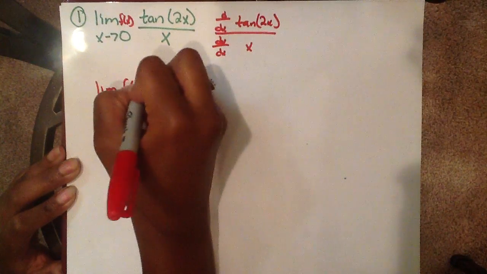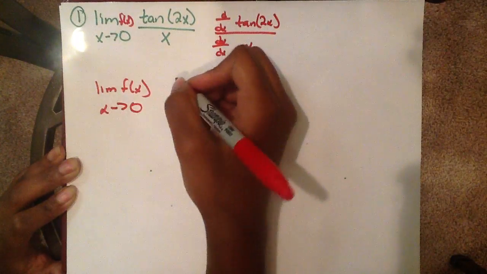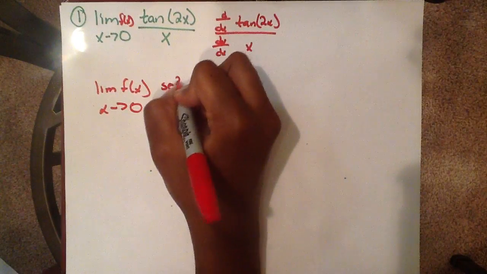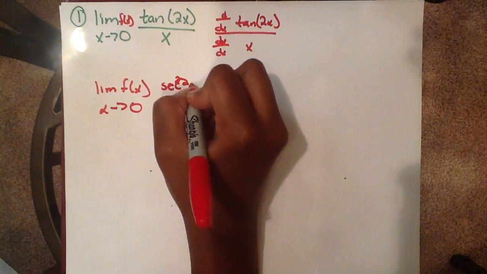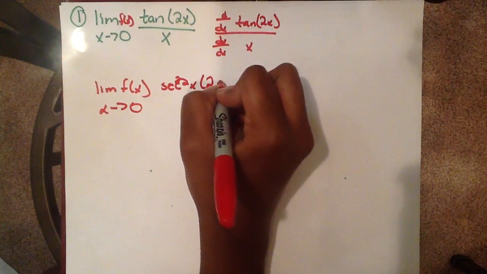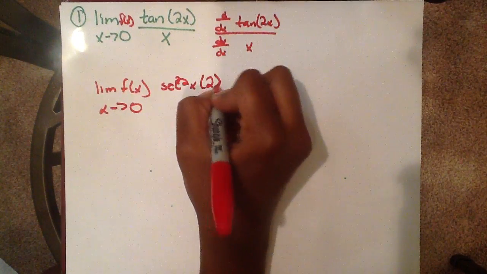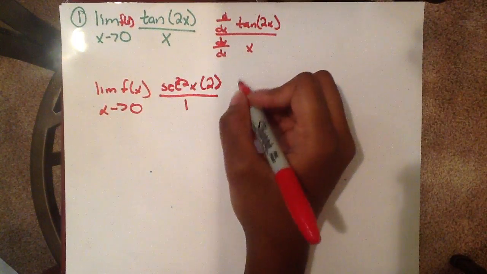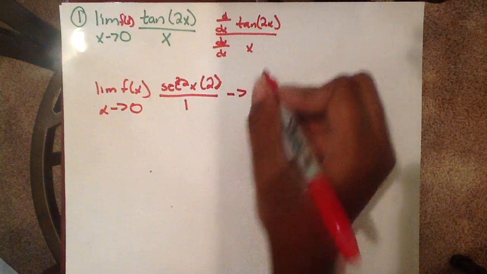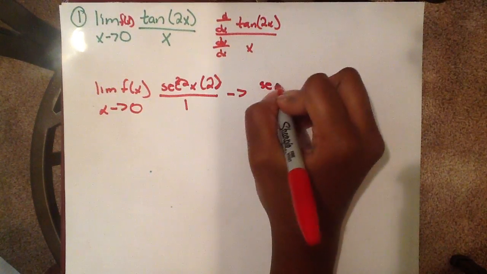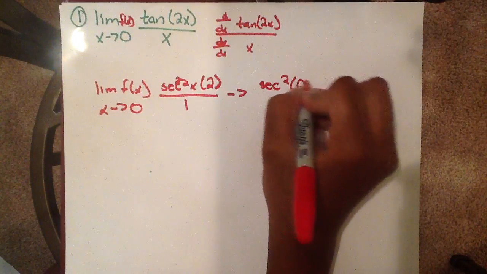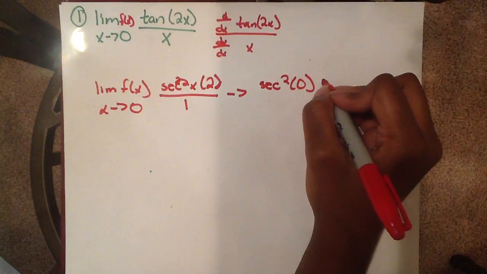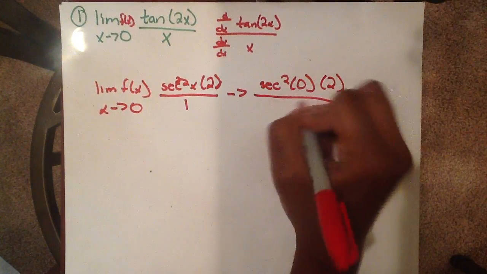Tan is secant squared x. There's 2x, and the derivative of 2x is 2, all over 1, which is the derivative of x. So then we're going to plug in our numbers. So secant squared 0, we're going to plug in because we're trying to find the limit as x approaches 0, times 2 all over 1.